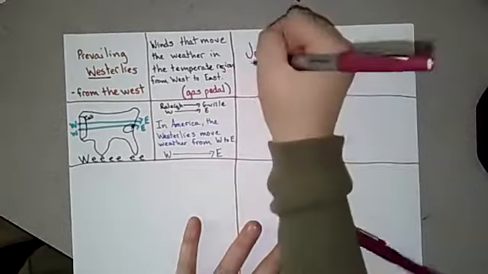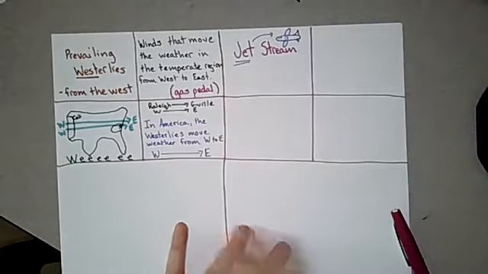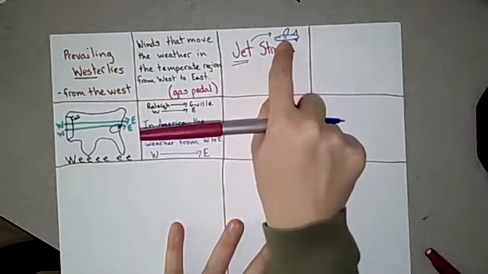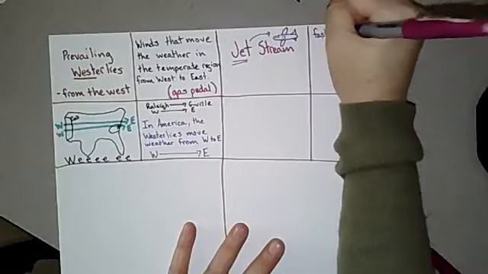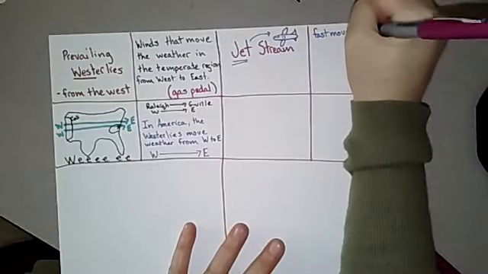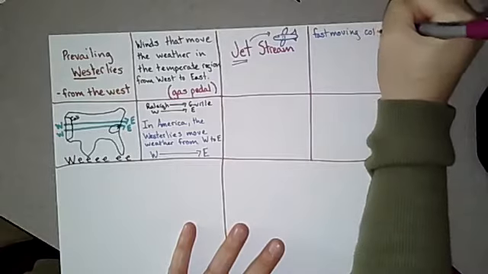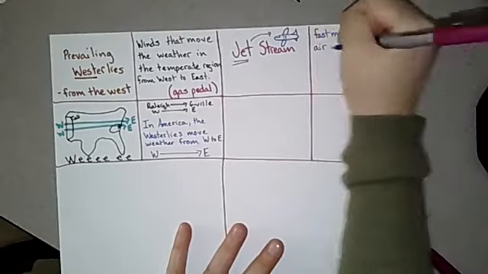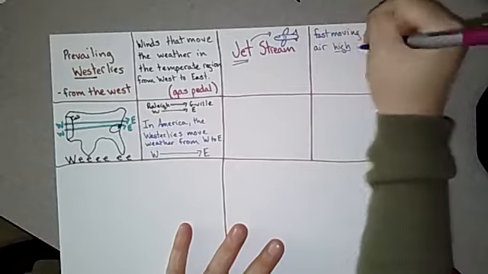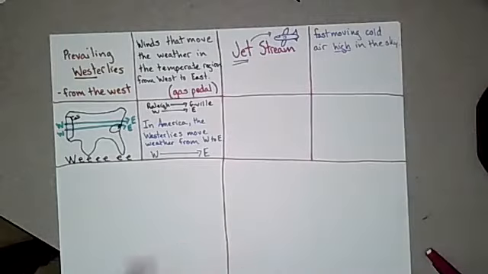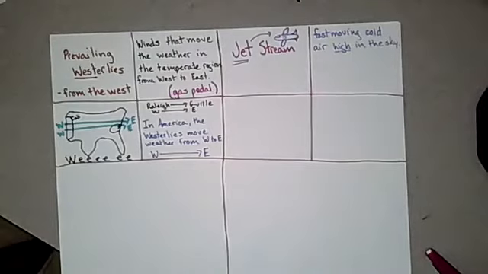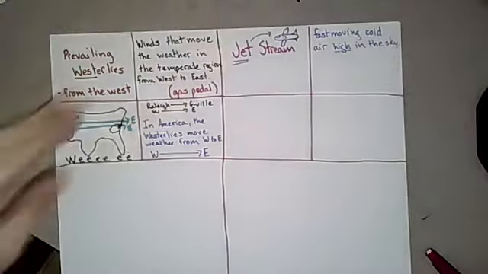This is a jet stream. Underline jet and point to the plane. The reason why I am putting an airplane here is because I want you to know that it's fast moving cold air high in the sky, in the atmosphere. It's kind of like a little tube of cold air, like a river of cold air up there.